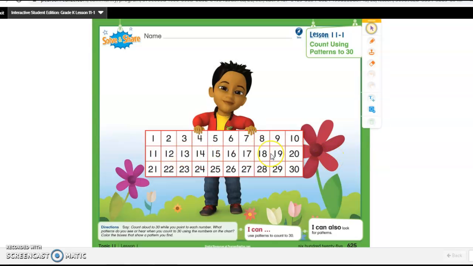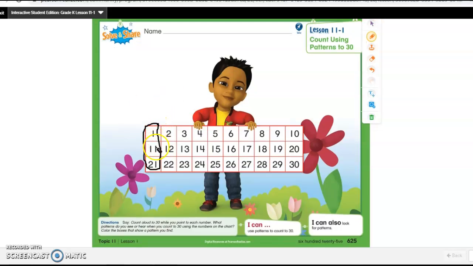Okay. So another pattern you might see is when you look at the chart up and down in what we call columns, our up and down columns. So what do you notice if I say circle this column here? What is repeated in all of the boxes that I circled? Do you see a 1 in all of those boxes? You see a 1, 1, 1.